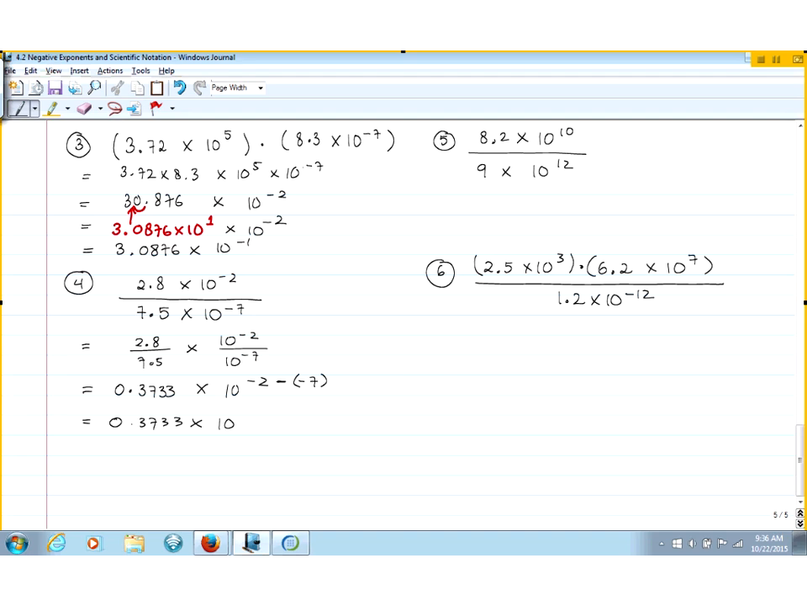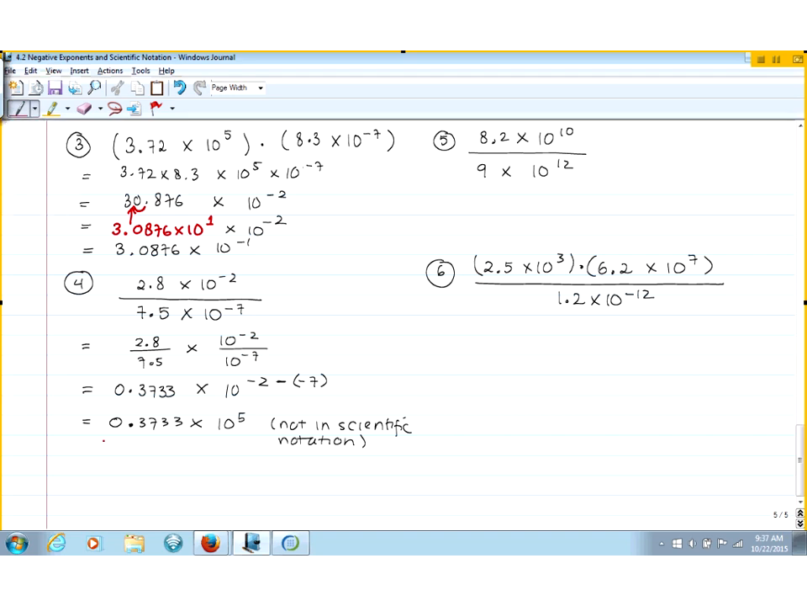10 to the negative 2 plus 7. What is negative 2 plus 7? 5th power. Okay. Now, is this in scientific notation or not? No? Why not? This one has to be between 1 and 10. So this is not in scientific notation. Right? It has to be between 1 and 10.